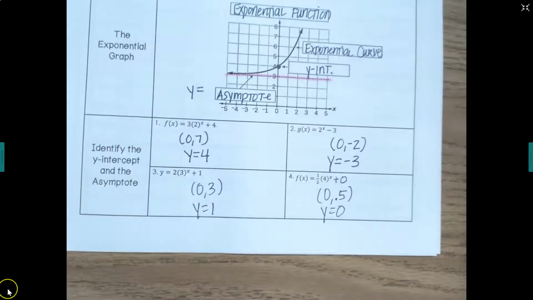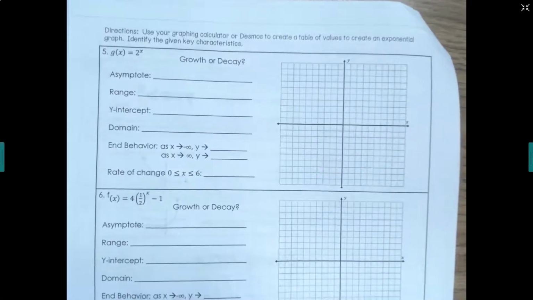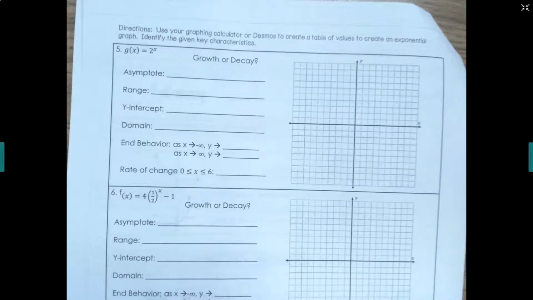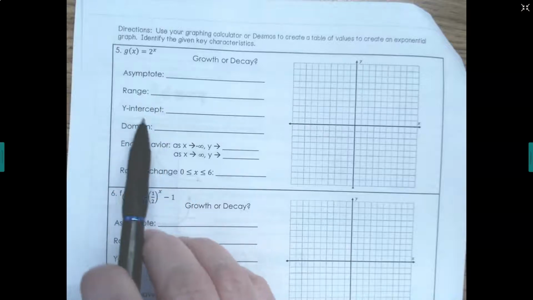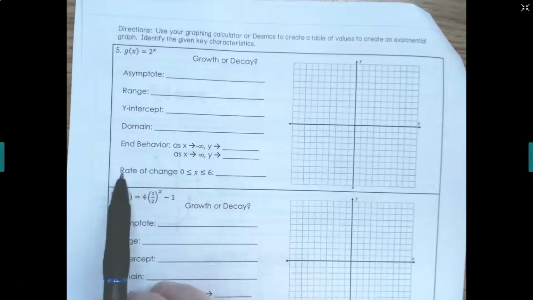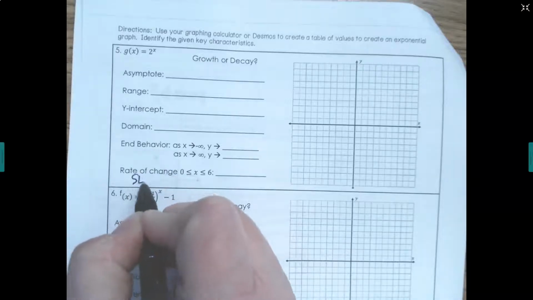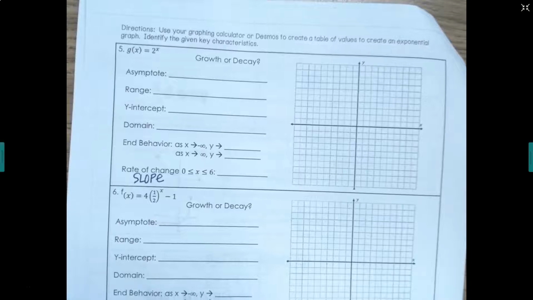Alright, let's try practicing some of these on a graph. Okay, on the back of the note page, I've got some graphs, so we're going to put some of these equations on the graph, and we're going to answer some characteristic questions. We have one new characteristic that we're going to talk about. That's our end behavior. And so we have our asymptote, that's going to be that line. Range, y-intercept, domain, and end behavior is new. Rate of change may sound new, but rate of change is actually just slope. So we're going to be using the slope formula there when we get to it.